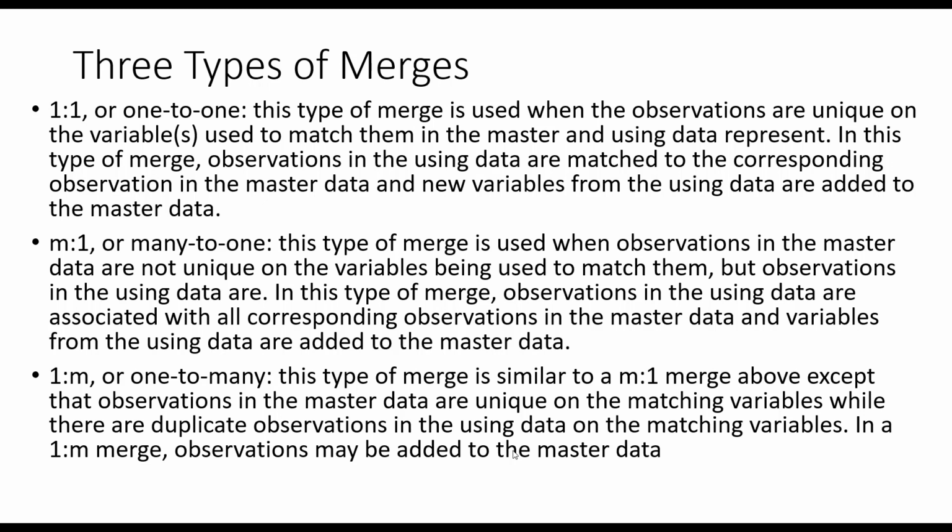Then there is a one-to-many merge. So this is similar conceptually to a many-to-one merge, except that the difference here is that observations in the master data are unique on the matching variable or variables, but there are duplicate observations of the matching variable or variables in the using data. One thing that's a little different is that in a one-to-many merge, the resulting data that you wind up with could end up having more observations. So with a one-to-one merge, those tend to not get additional observations. It's possible, if all of the observations in one data set are not in the other, you can wind up with additional observations, but you're more likely to get them from one-to-many merges.